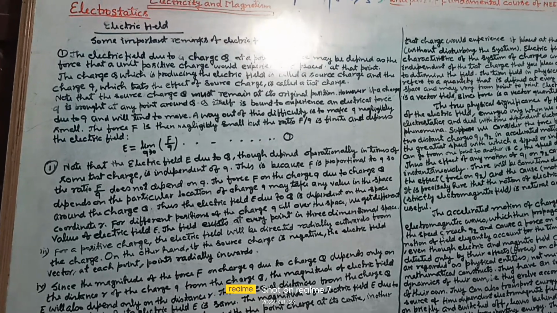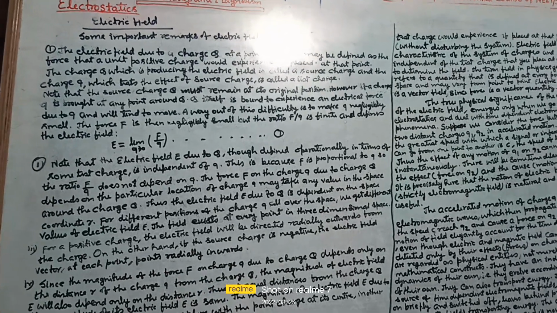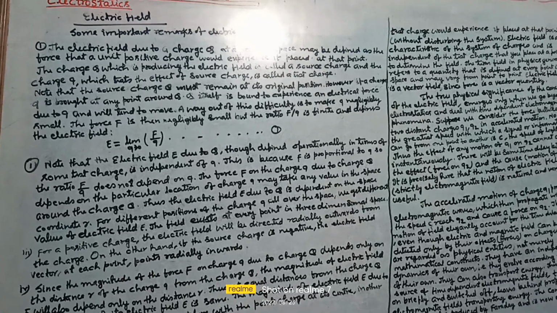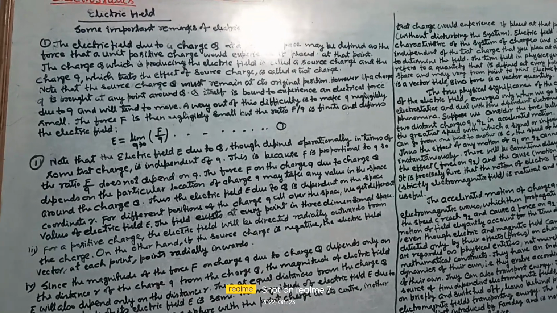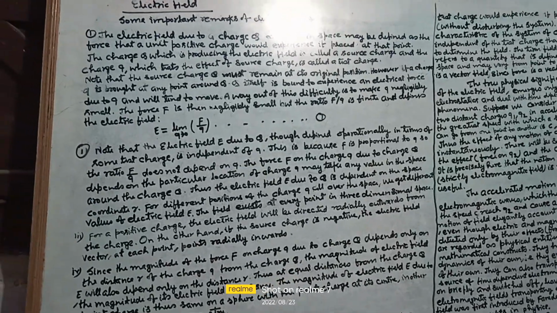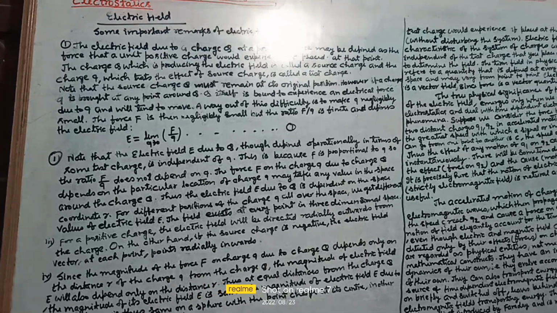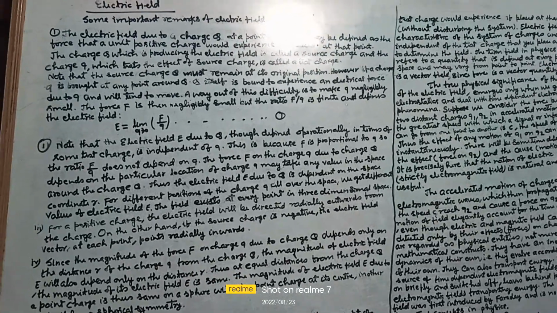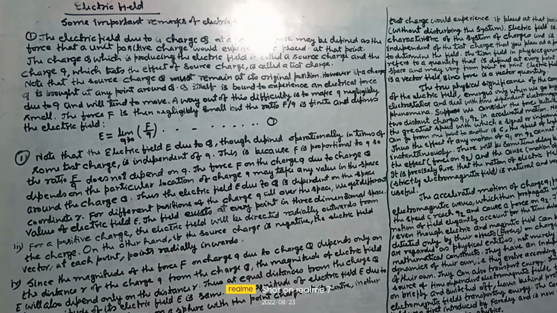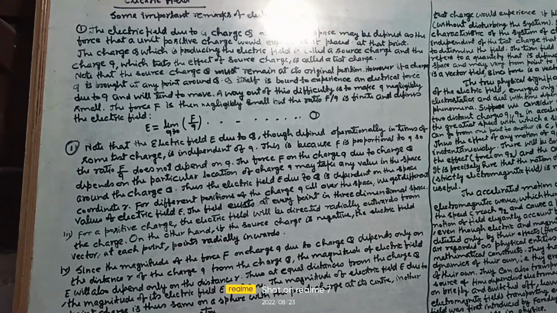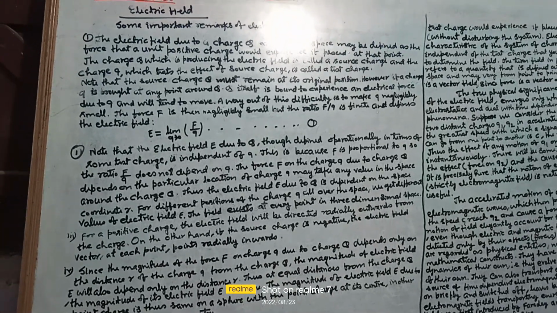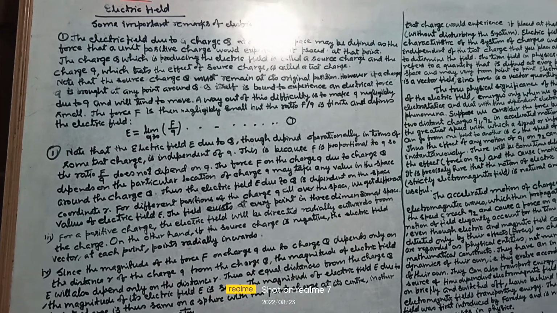Thus, the electric field E due to Q is dependent on the space coordinate r. For different positions of the charge q over the space, we get different values of electric field E. The field exists at any point in three-dimensional space.